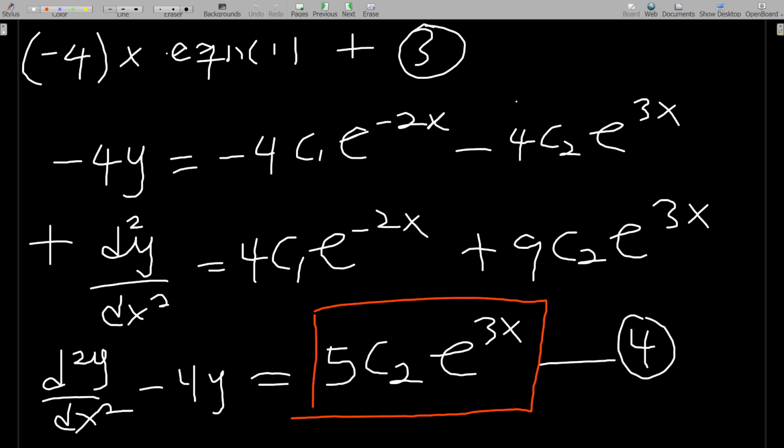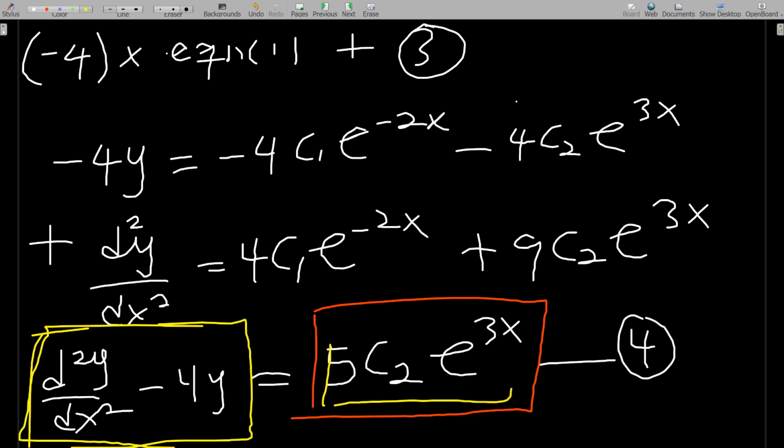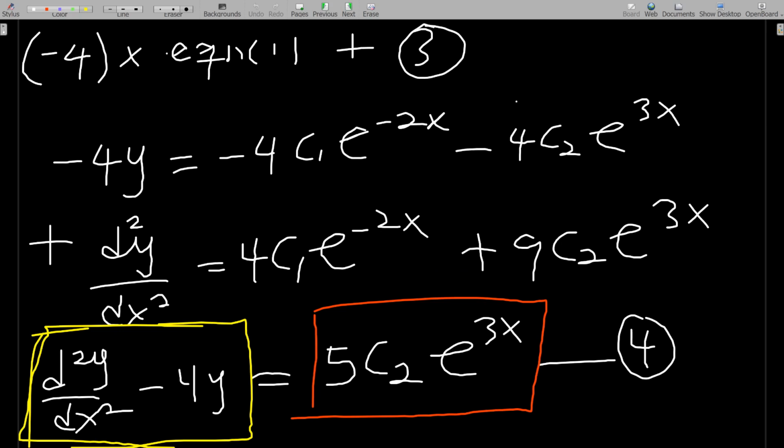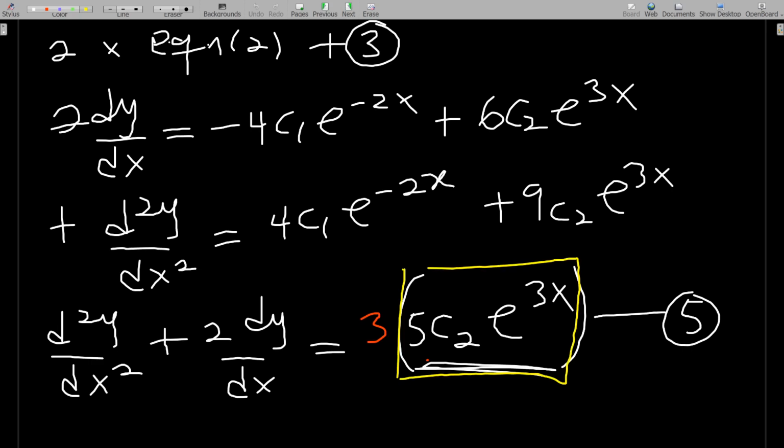5 C2 e to the power 3s is equal to this in equation 4. So from equation 4, this is 5 C2. Wherever I see 5 times C2 e to the power 3s, in equation 5 I put this whole expression with the yellow square, because 5 times C2 e to the power 3s is the same as that expression. So in place of this side, I just put d squared y ds squared minus 4y, and that is equal to 5C2 e to the power 3x. So you can see that is very simple.